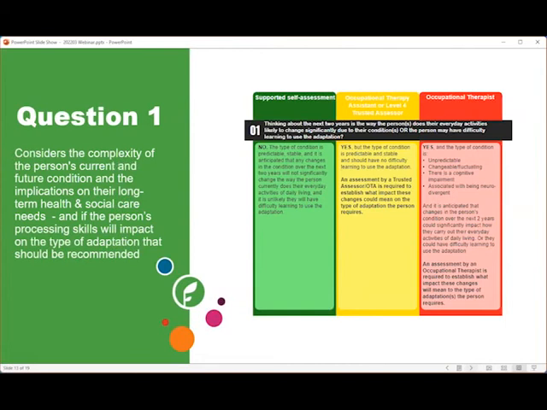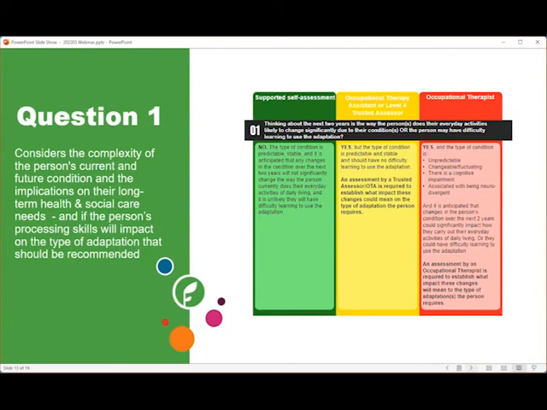So what you'll see in black is the actual question, and then you've got those responses under the green, yellow and red. So I'll let you have a read of that. But in terms of question 1, what we're thinking about here is we're considering the complexity of the person's current and future condition and the implication that might have on their long-term health and social care needs. In this question, we're also thinking about the person's processing skills, their cognitive skills, and whether that might also have an impact on the type of adaptation that should be recommended.